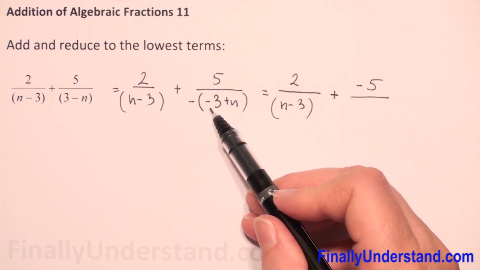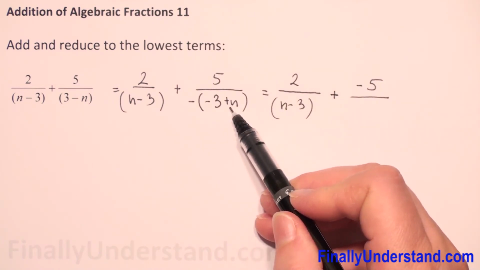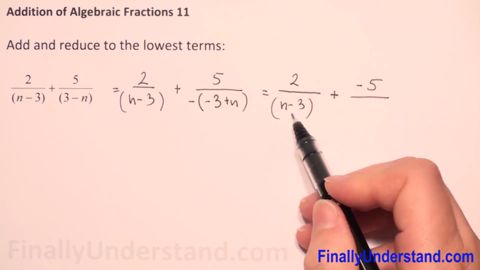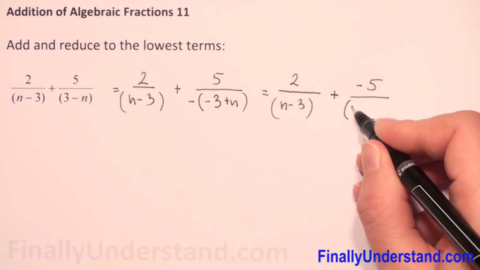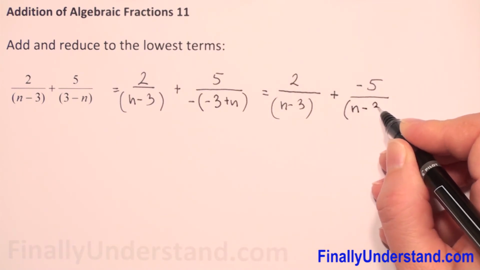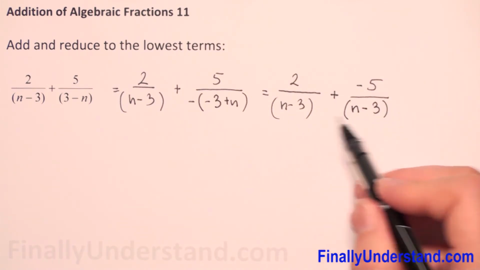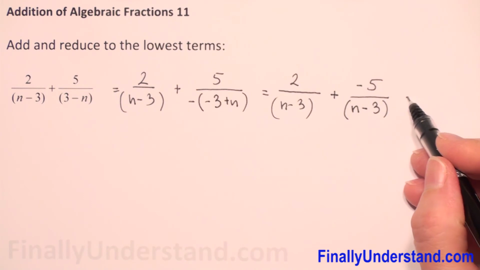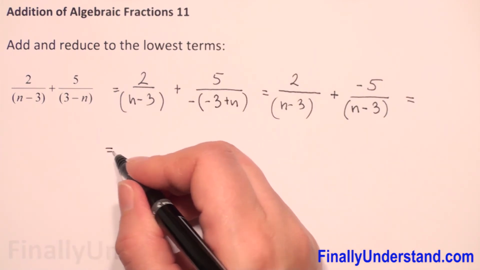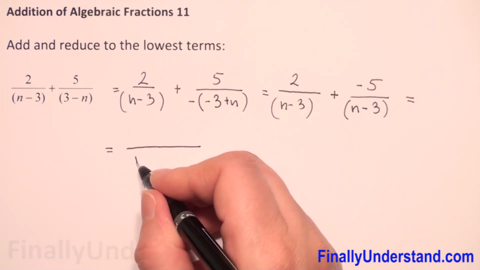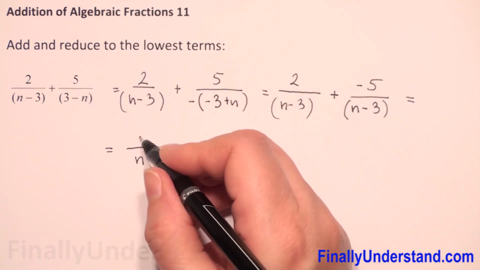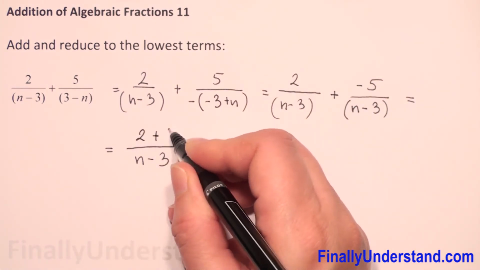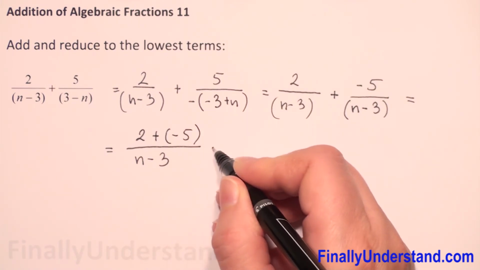And now what we have in parentheses, negative 3 plus n. Because we have n minus 3 here first, I can change this. First I put the variable n, and we have minus 3. Now we see we have the same denominators. So when we have the same denominators, we copy the denominator, n minus 3, and we add numerators. So we have 2 plus negative 5.